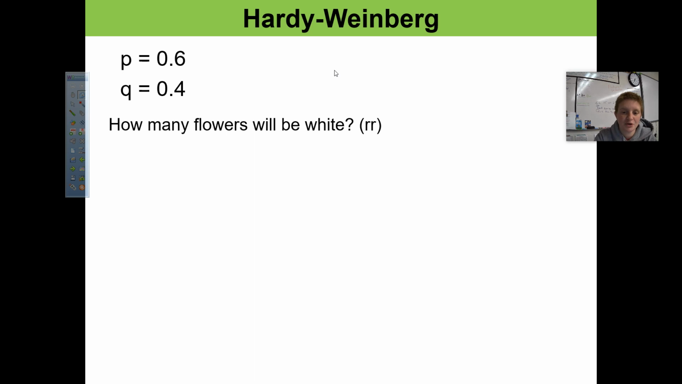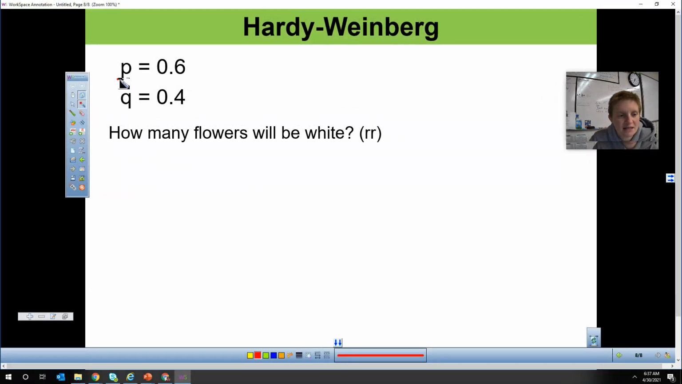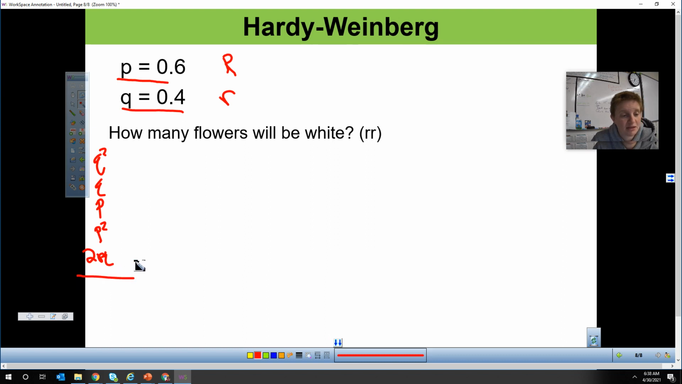So how many flowers will be white, little r, with just this information? Remember, this is the frequency of the big R, and this is the frequency of the little r. And p plus q equals 1. When we're doing this, I'm always going to suggest we make a little chart off to the side. If we can solve these things, this becomes a really easy problem. So this is my little Hardy-Weinberg cheat chart, all right? I don't know who else does this, but this is just how I like to organize this information.